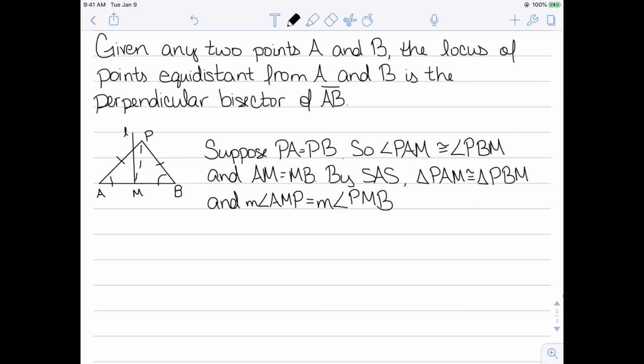That then gives us that since corresponding parts have to be congruent, the measure of angle AMP is equal to the measure of angle PMB. Since the only way for that to happen would be if each of those angles were 90 degrees, we know that PM is perpendicular to AB. And since perpendicular lines at a point are unique, we have that PM is equal to our line L, so P must be on L.